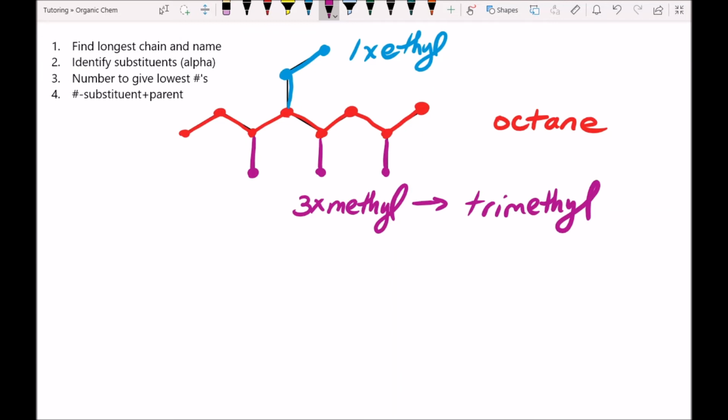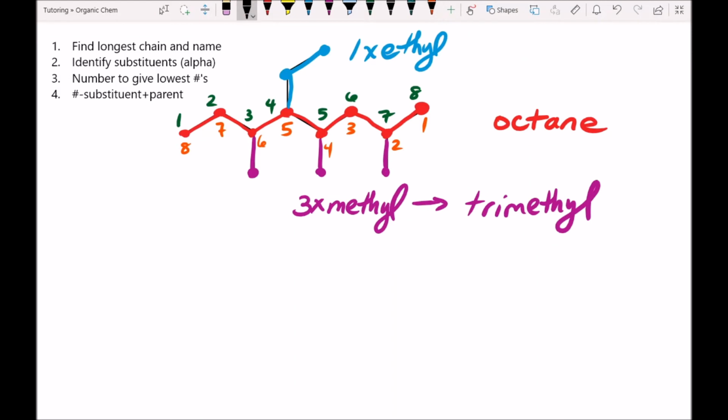Step 3, let's give numbers to the carbons in the parent chain that will give the lowest numbers to the substituents. So we can number it left to right, 1, 2, 3, 4, 5, 6, 7, 8, or from right to left, 1, 2, 3, 4, 5, 6, 7, 8. So how do we pick which numbering system to use? We're going to use the first point of difference rule to choose between the green or the orange numbers.